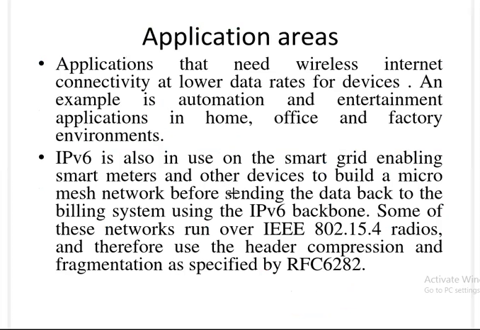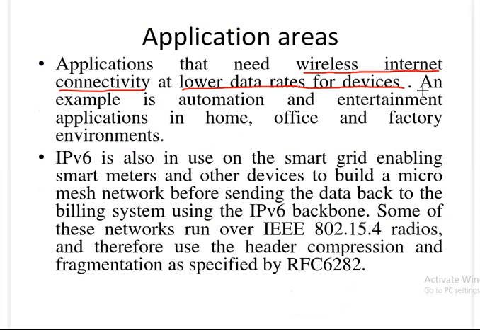Then what are all the application areas, where we can use this 6LoWPAN? Wherever we need wireless internet connectivity for smaller devices, even at a low data rate. We need internet connectivity, not at high speed, but at a very low speed. Why? Because these devices will have only very low battery, so they cannot operate at very high speed, or otherwise the battery will not last for a long time.